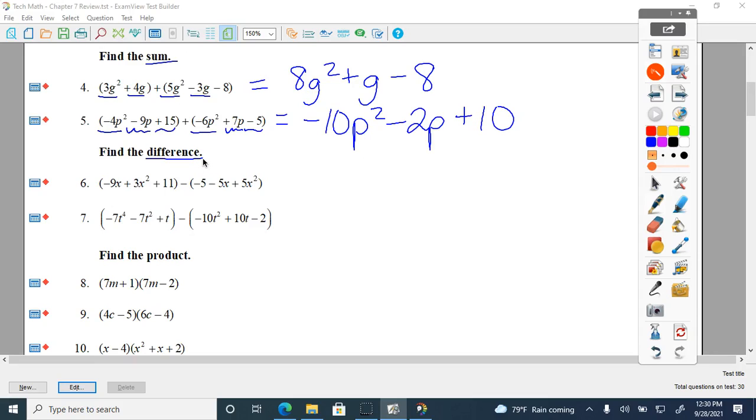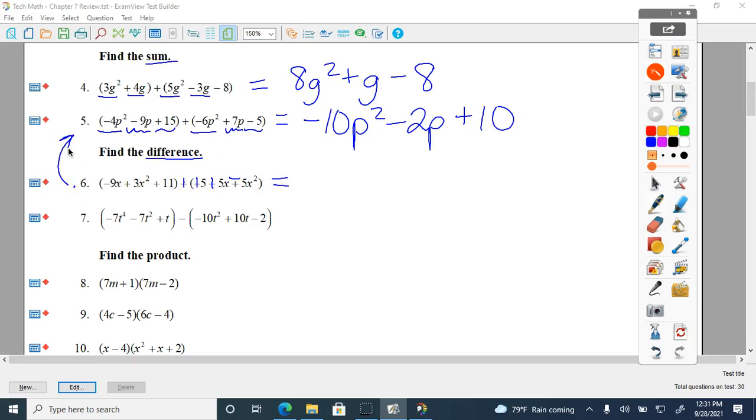Difference, which means we subtract. So, do I actually subtract? No, you just switch the sign. I change the sign and change all the signs in the parentheses behind it. Okay? And now I'm right back to doing it like I did 4 and 5.